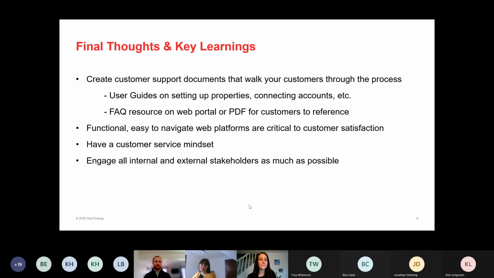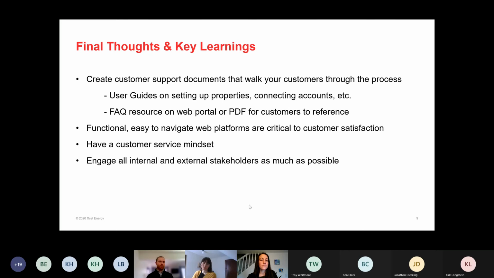A frequently asked question resource, either on a web portal or a PDF that you can simply send, is also very helpful, and have that readily accessible. That way, if questions do pop up, you can eliminate as much need for a phone call or an email as possible.